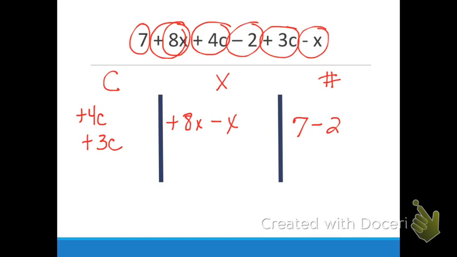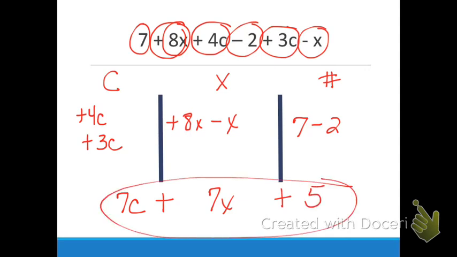All right, let's combine them. 4C plus 3C gives us 7C's, plus 8X minus X gives us 7X's. And then 7 minus 2 is 5. That's our final answer. We can't combine anymore because they're not in the same family.